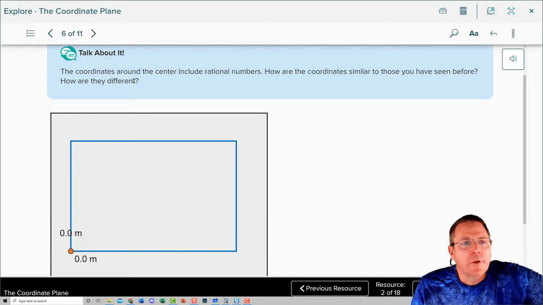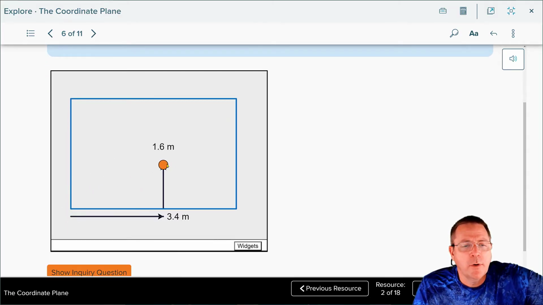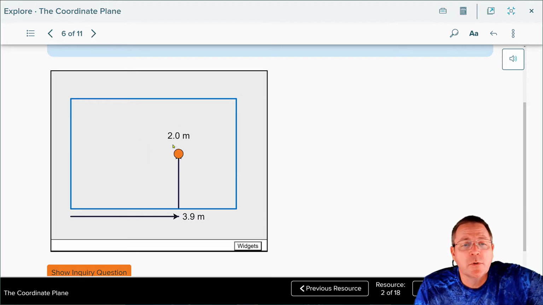Now it tells us that the coordinates around the center include rational numbers. How are the coordinates similar to those you've seen before, and how are they different? Well, if we move around in here, you can see that everything comes to a 0.1, or a 1/10 section, or the nearest tenth in the coordinates. So that's how it could be similar: everything comes to the nearest tenth.